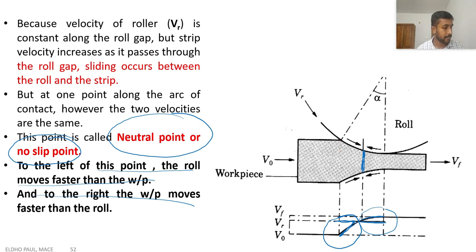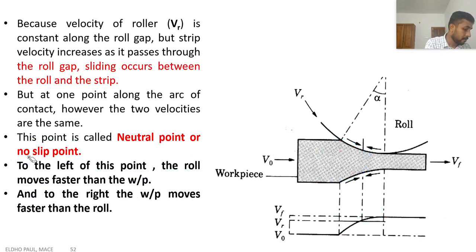So the neutral point separates the gap into two regions. This is the region where the velocity of the roller is greater than that of the metal flow, and this is the region where the velocity of the metal flow is greater than that of the roller. Okay, so this is about the neutral point. This is very important for the analysis of the mechanics of flat rolling. That is all for this lecture. Okay, thank you.